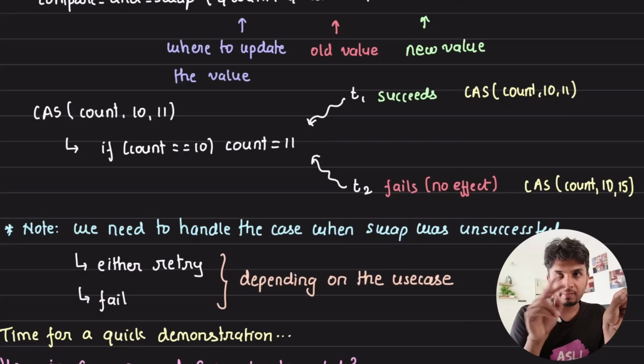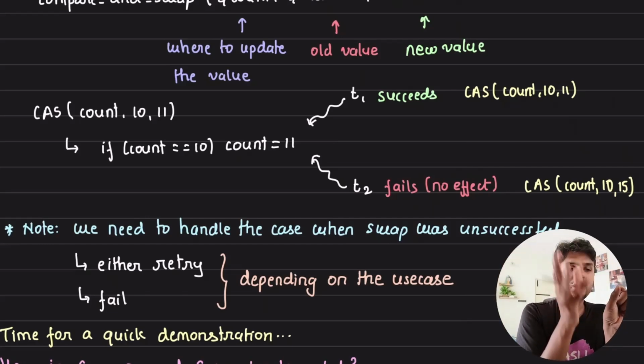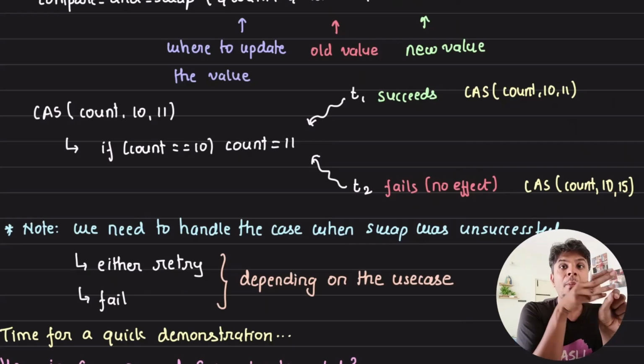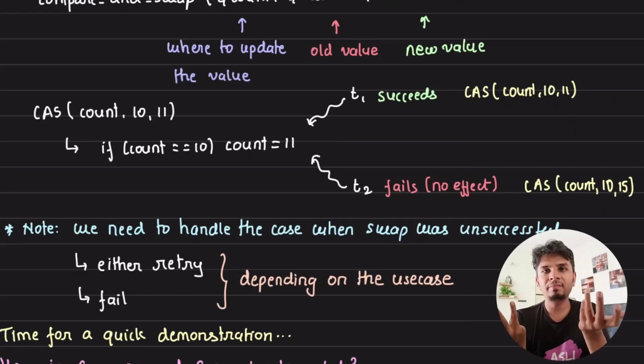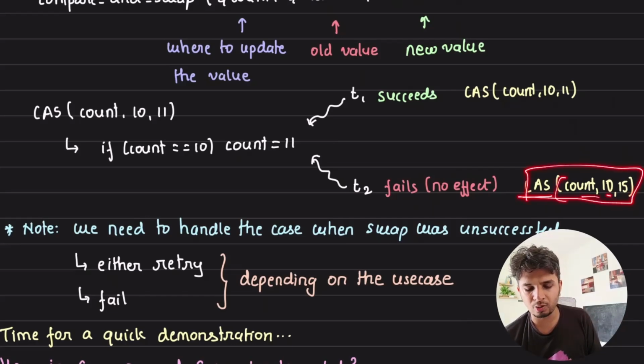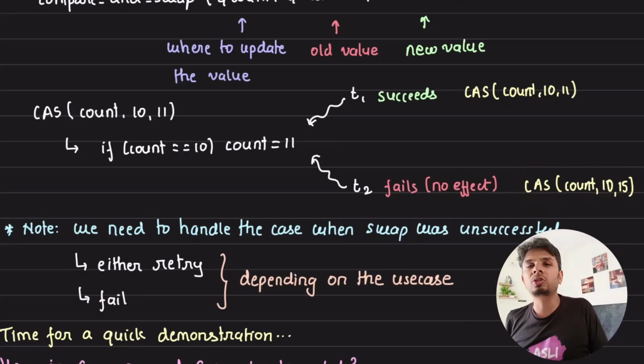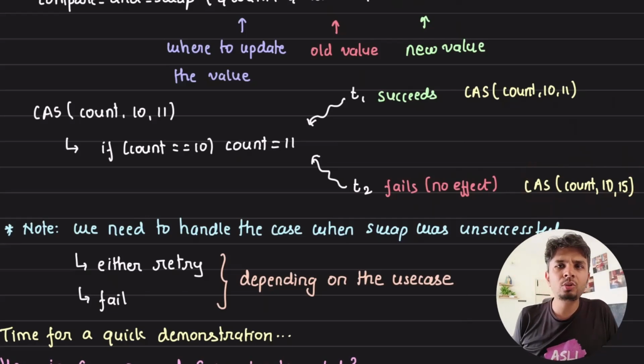Let's say thread T1 came first and executed. So then this 10 became 11. But when T2 came in, the current value is 11. So this compare and swap statement would fail. So it's compare and swap count, 10 equals 10, 15. It would fail. Now it's under your control what you need to do if it fails.